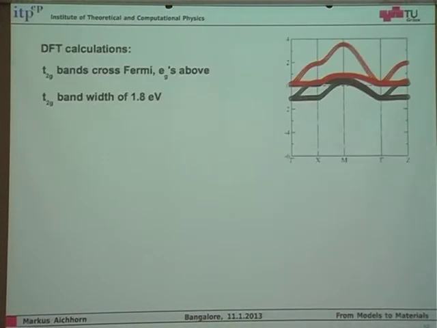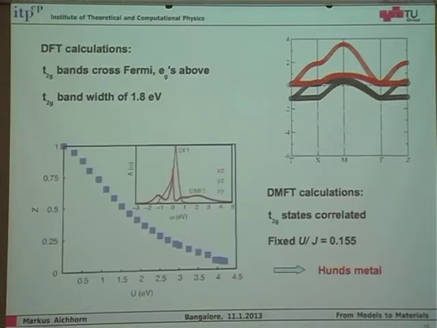And we first did DFT calculations. So you see again this very standard EG T2G splitting. So here you have T2G bands and EG bands, and the Fermi level is right here. That gives a filling of 2 electrons in these bands. Here is oxygen. This we forget. We do not put this into our model.